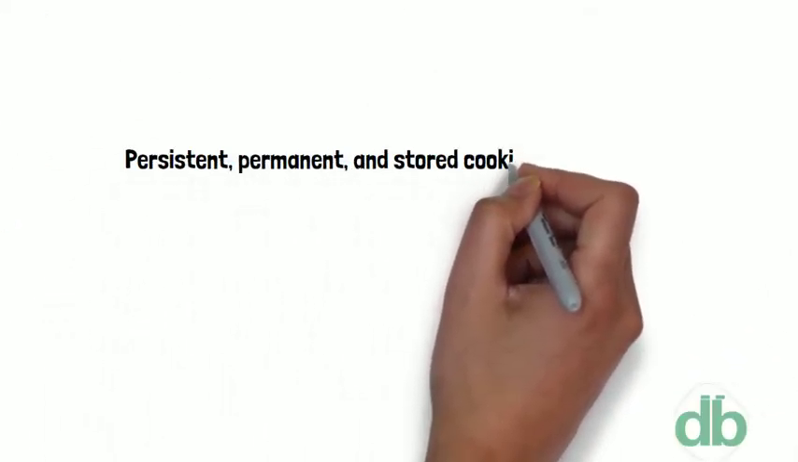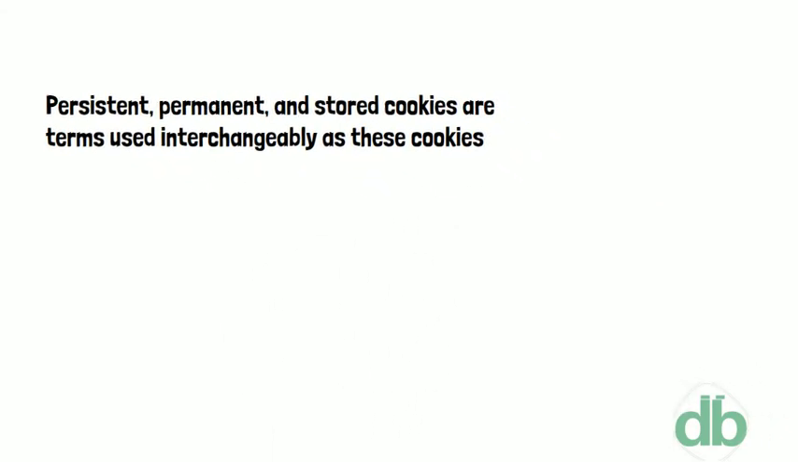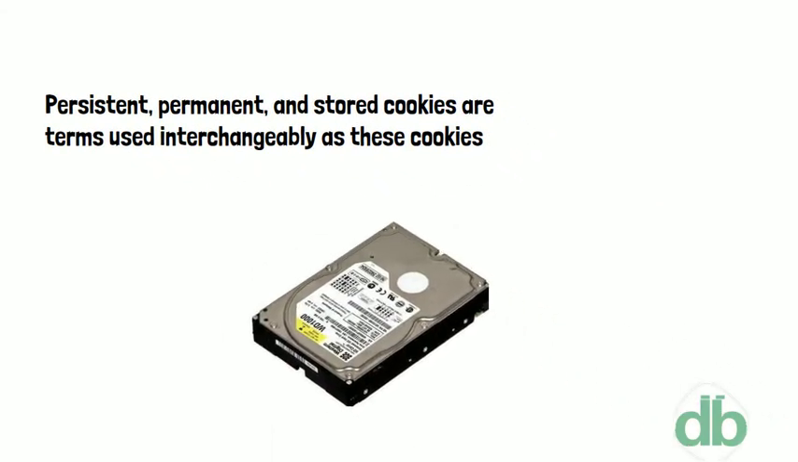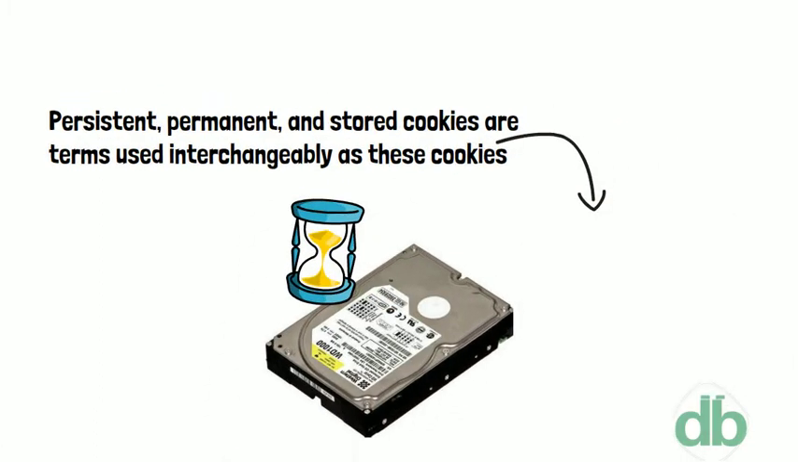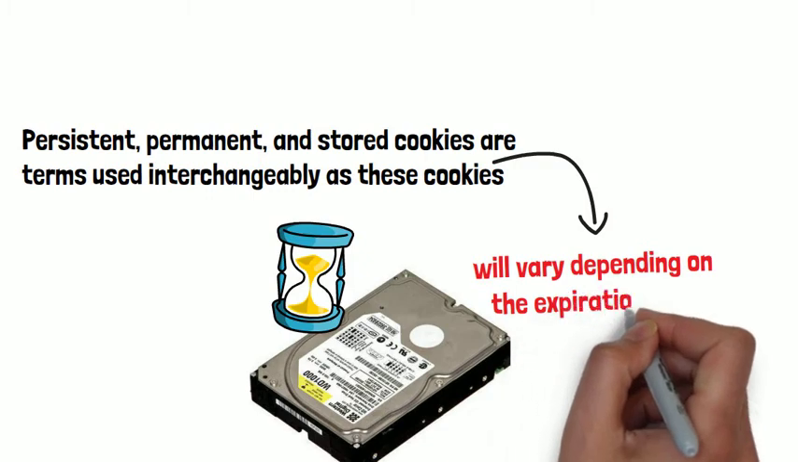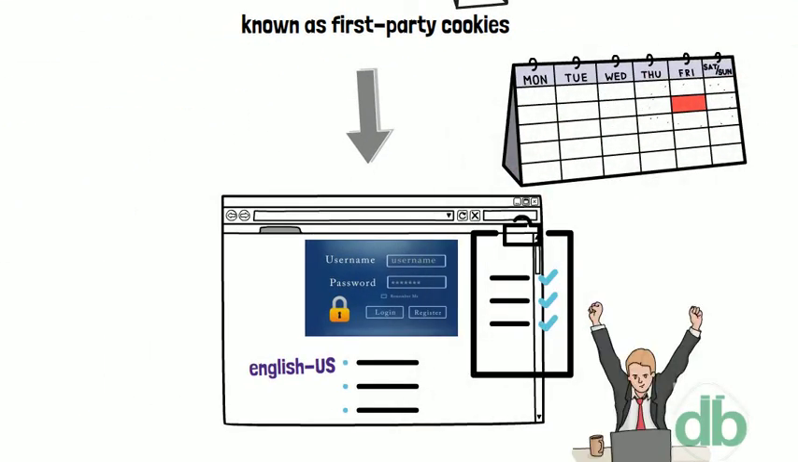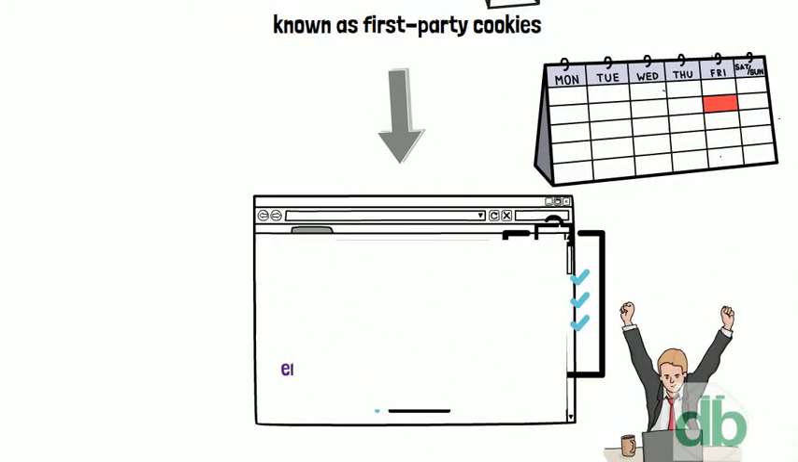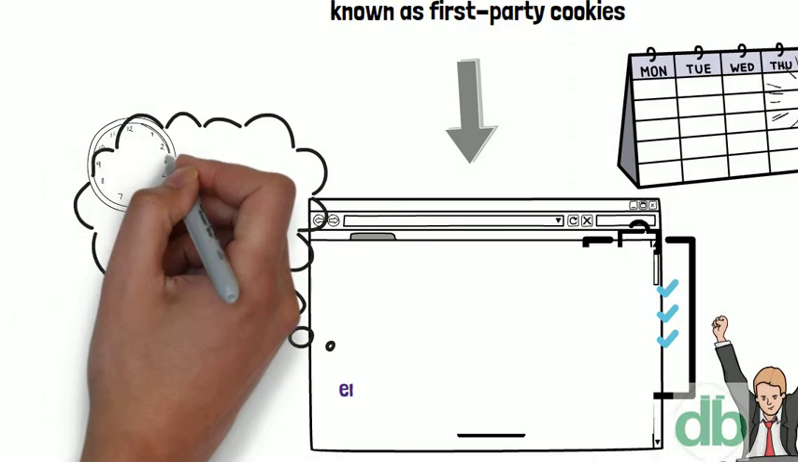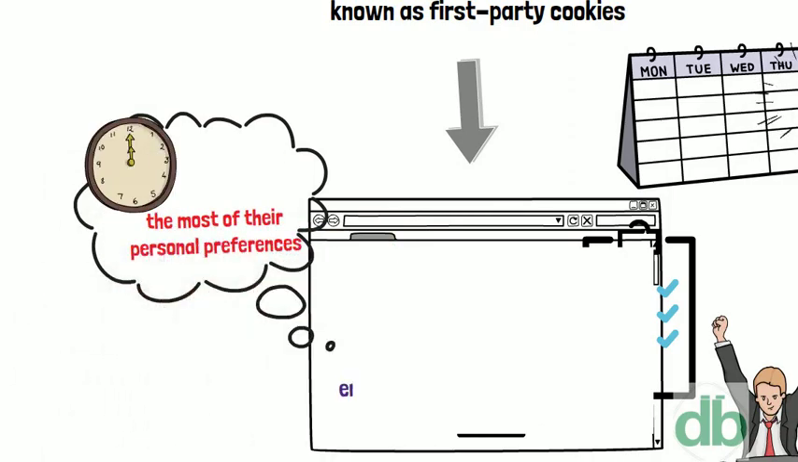Persistent, permanent, and stored cookies are terms used interchangeably, as these cookies are stored in your hard disk for, typically, a long period of time. The cookie's timeline will vary depending on the expiration date. But once that date is reached, the cookie will be deleted, along with everything you customized. Luckily, websites prefer to employ a long lifespan so that users can make the most of their personal preferences.